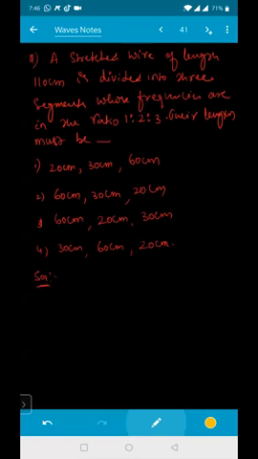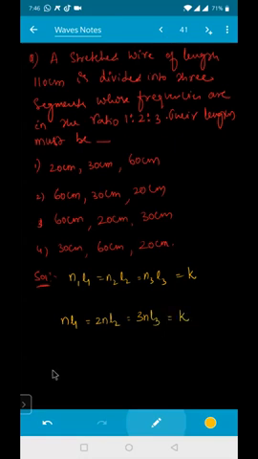The relation between frequency and length is what, beta? Inverse relation. So you can use the relation N1 L1 equals N2 L2 equals N3 L3, which has to be equal to some constant, that is K. First frequency is N, length is L1. Second frequency is double, that means 2N into L2. Next one is 3N into L3. That equals some constant, say K.